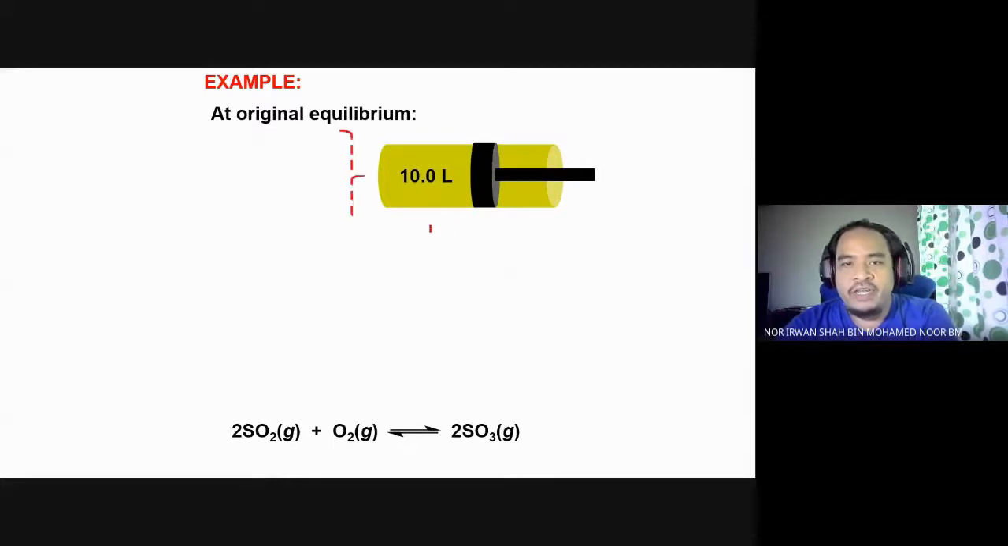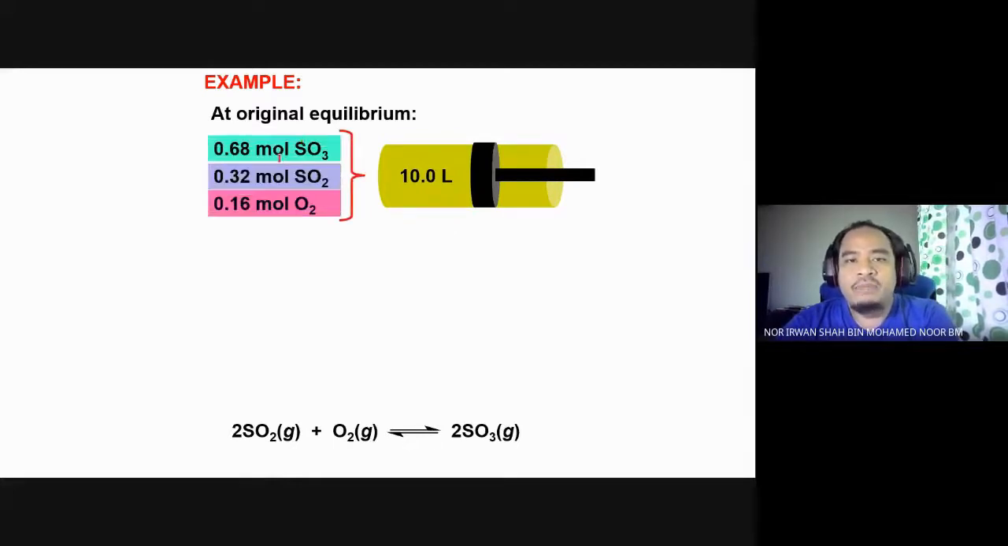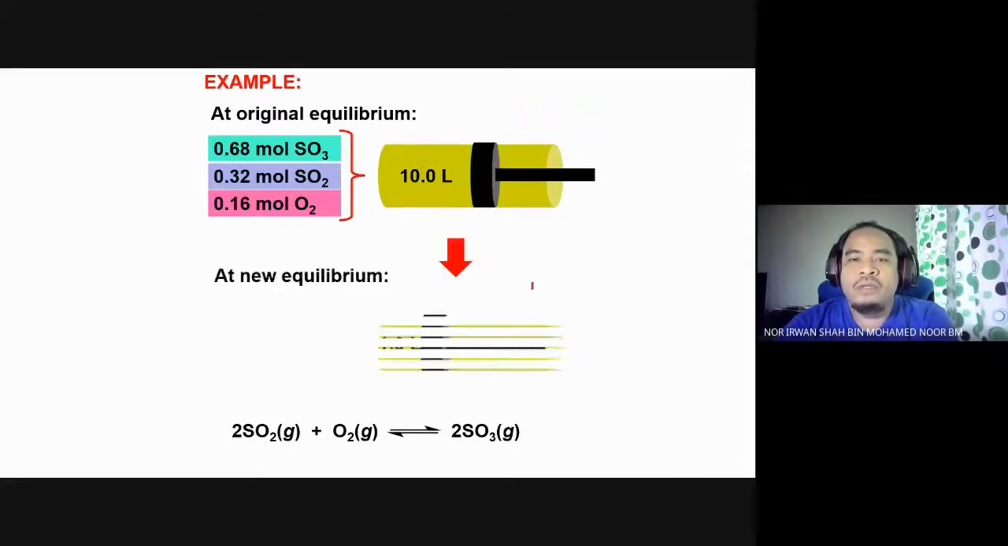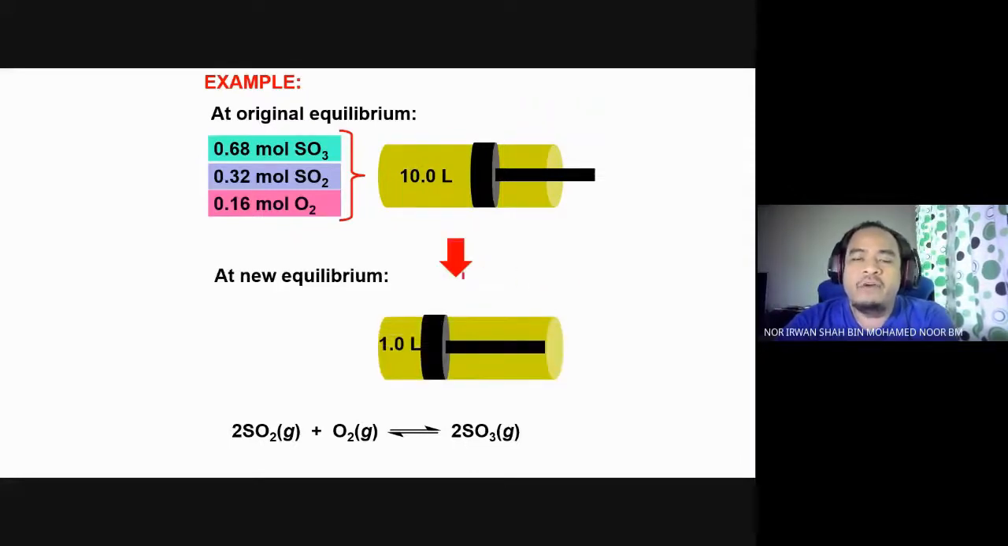Okay, and originally, class, these are the moles of the 3 gases in this 10 liter container. The initial volume is 10 liters. So what we did, we compress this gas from 10 liters to 1 liter, and see what will happen.